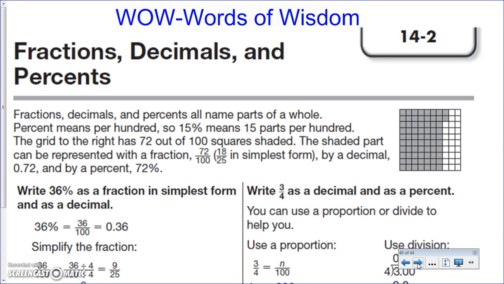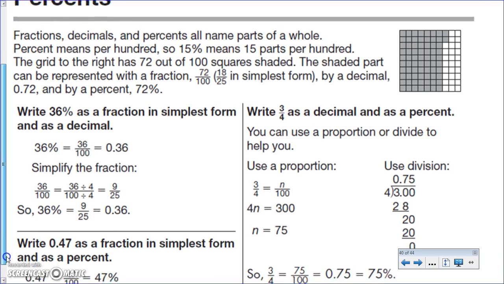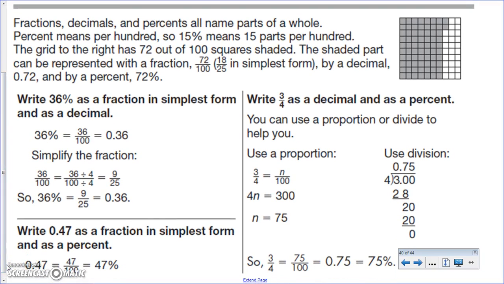Fractions, decimals, and percents all name parts of a whole. Percent means per hundred, so 15% means 15 parts per hundred. The grid to the right has 72 out of 100 squares shaded. The shaded part can be represented with a fraction, 72 100ths, or 18 25ths in simplest form, by a decimal, 0.72, or by a percent, 72%.